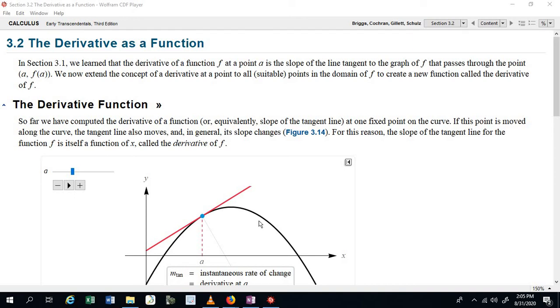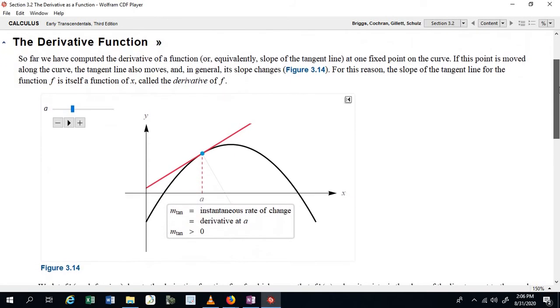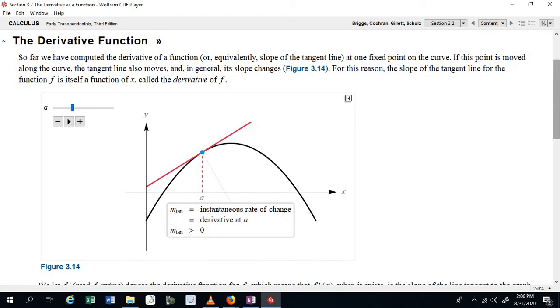Hello again. In this video, we're going to introduce the definition of a derivative as a function. Now, in previous videos, we did talk about the derivative of a function at a fixed point a in the domain of the function f of x. So, for example, if this is the graph of some function f of x, and this is some fixed point in its domain, call it a, then f prime evaluated at a, the derivative evaluated at a, is simply the slope of the tangent line at this point a.